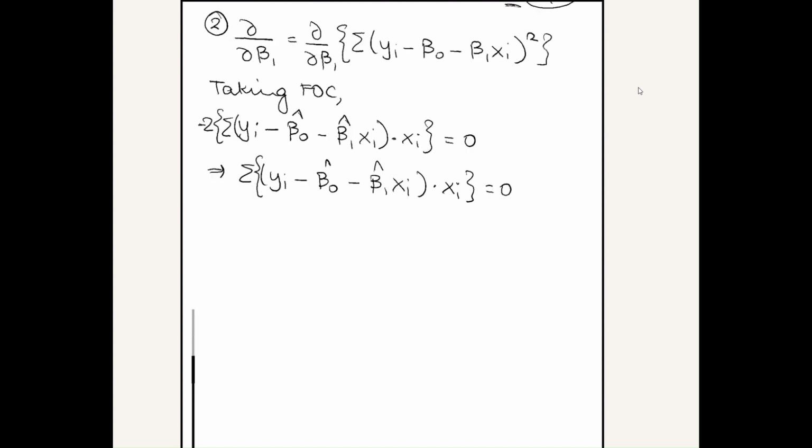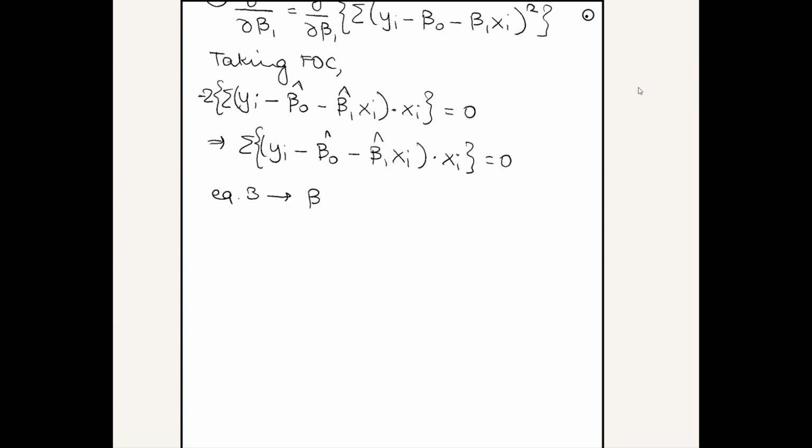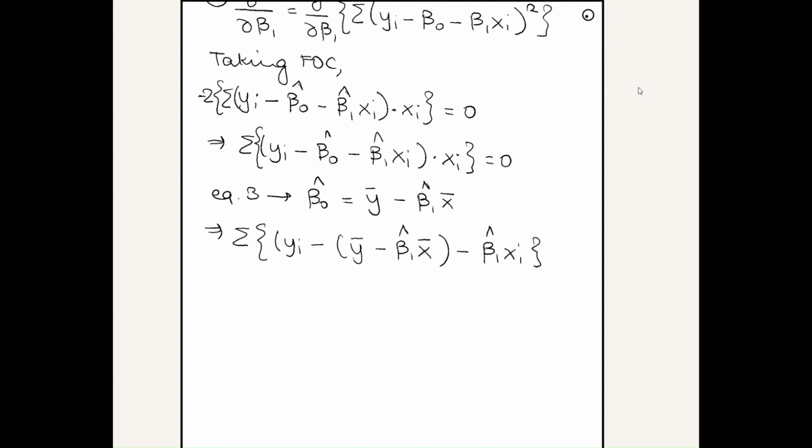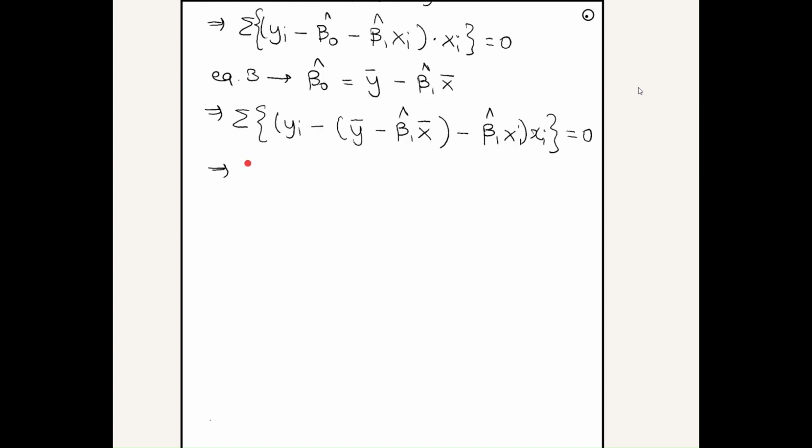Let's recall equation number 3. From equation 3, we know beta naught hat is equal to y mean minus beta 1 hat x mean, which implies the summation of {yi minus y bar plus beta 1 hat x bar minus beta 1 hat xi} times xi is equal to 0.